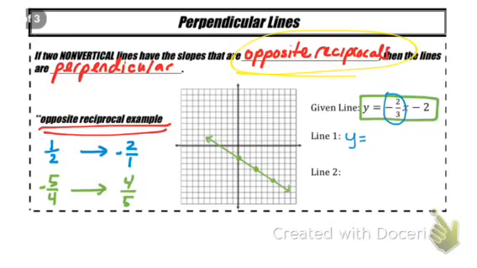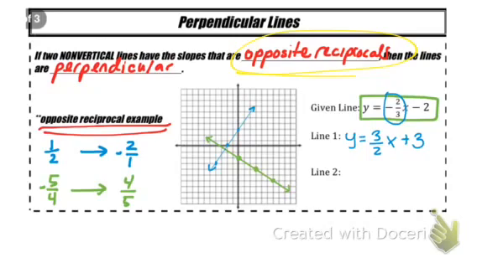Notice how it's -2/3. Our line that's perpendicular to the given one needs to be the opposite reciprocal. It has to have the slope that is the opposite reciprocal of -2/3. So our slope of line 1 will be +3/2.